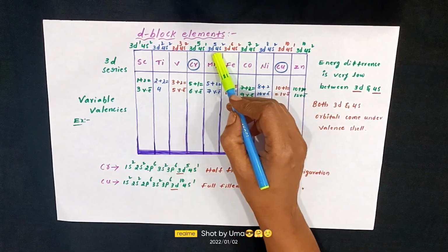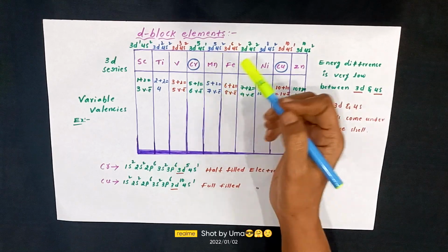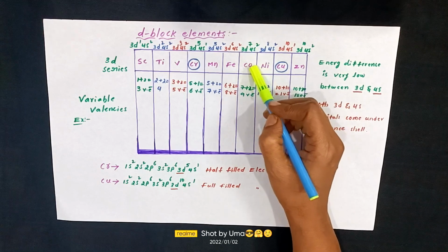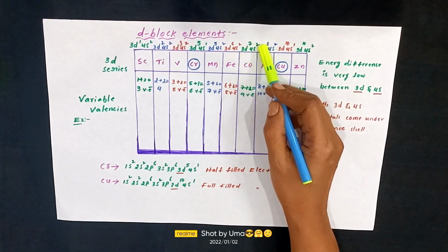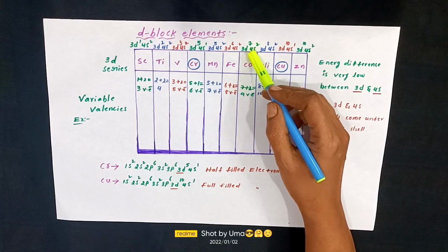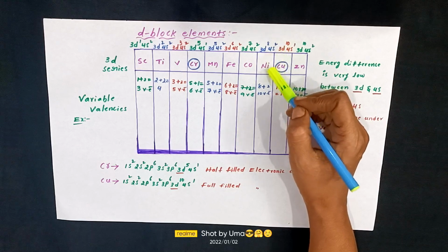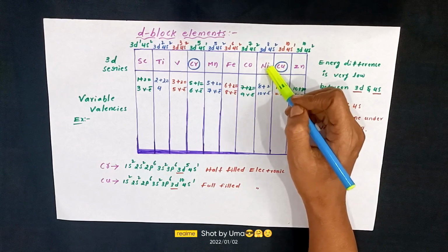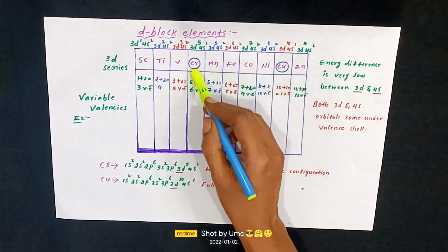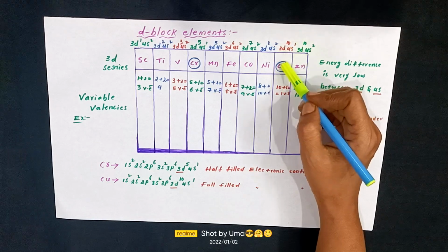And 3D5 4s2 is the electronic configuration for manganese. For iron 3D6 4s2, and for cobalt 3D7 4s2, children. These are all valence shell electronic configurations. And 3D8 4s2 is the nickel electronic configuration. Here copper has a different electronic configuration, like chromium: 3D10 4s1.